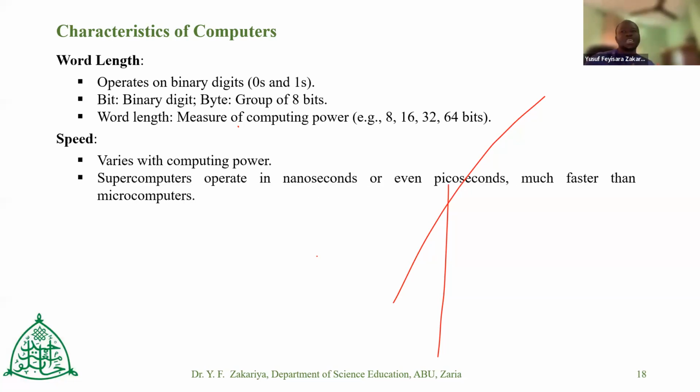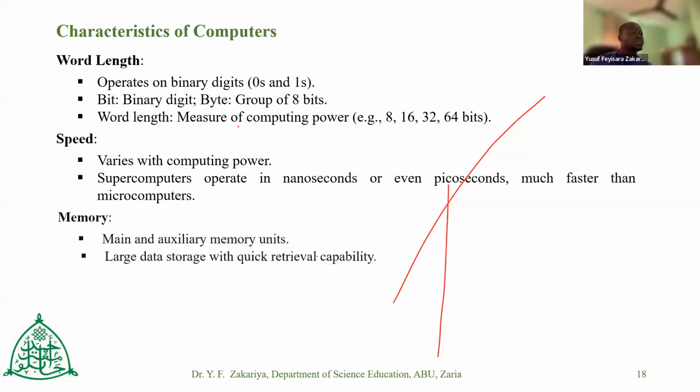So we also have the speed of the computer. It's another characteristic of the computer. And this speed varies from one computer to another. It varies depending on whether it is a supercomputer or a mainframe computer or the like. Supercomputers, for instance, operate at a very high speed, nano speed or pico speed. They are much faster than your workstation or your laptop.